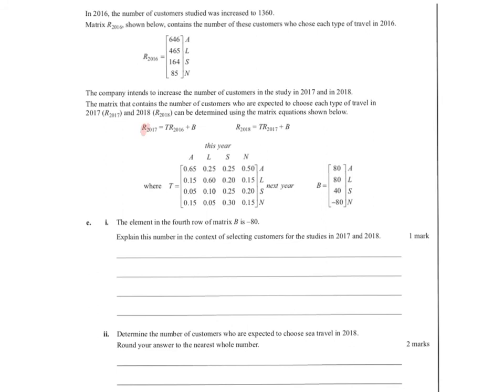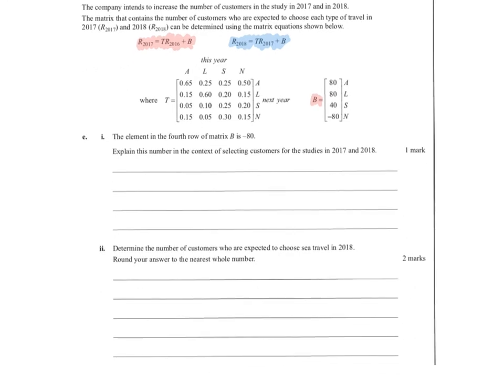To find 2017, we use our transition matrix times the year before, and add B, which we've got here. Then obviously to find 2018, we do the same again using the 2017 values. We've got our transition matrix and our value of B.